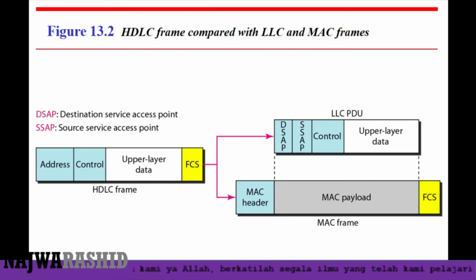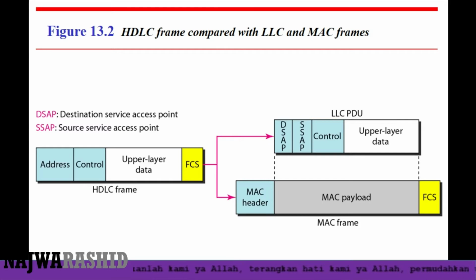Okay, this is the general format of the frame, comparing the HDLC frame, the LLC PDU, as well as the MAC frame. Inside the frame there are several segments, and basically all of the frames have a header, and the header part contains the destination address as well as the source address, followed by the data and the control part.